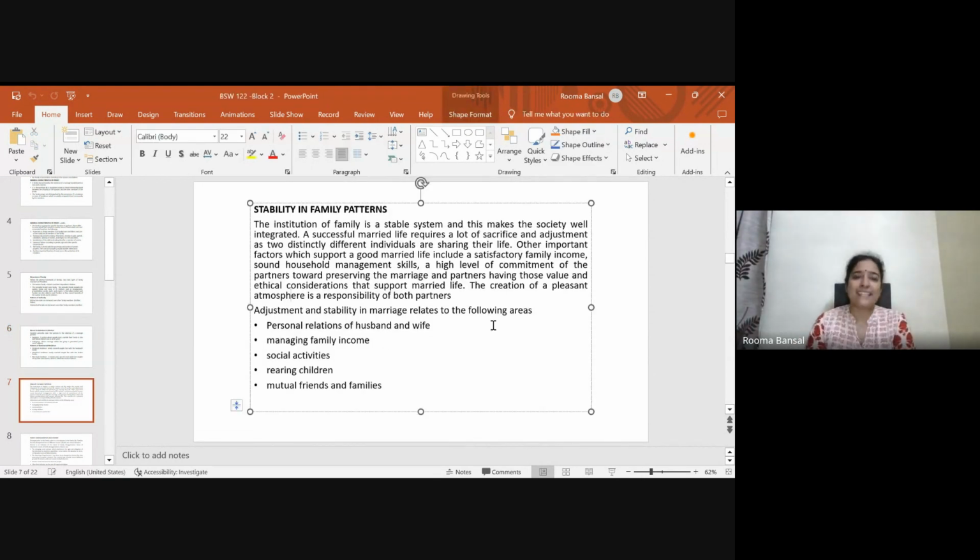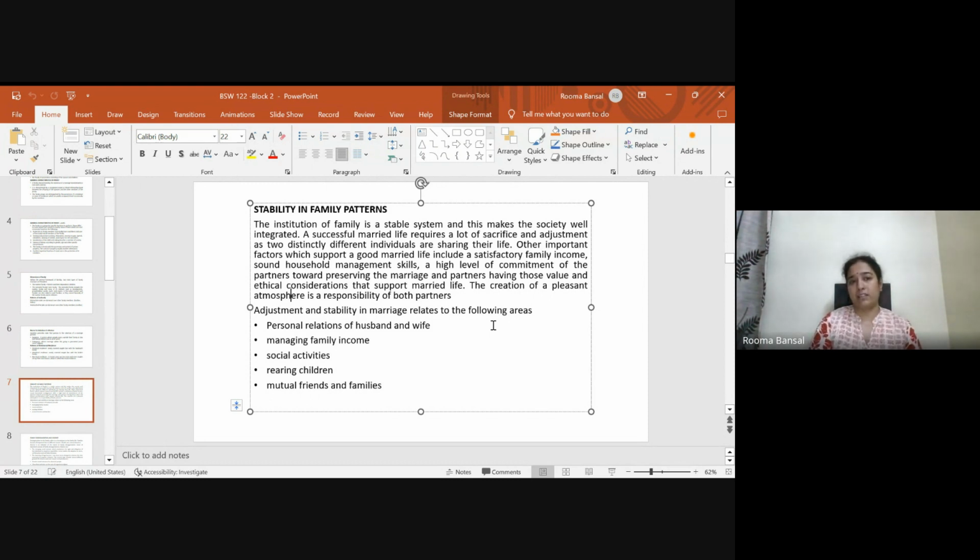Now the next point is stability in family patterns. Here, the institution of family is a stable system, and this makes the society well integrated. A successful married life requires a lot of sacrifices and adjustment as two distinctly different individuals are sharing their life. Again, here we are talking about two individuals. We are not giving importance to any one of them. We are giving equal importance to both of them.